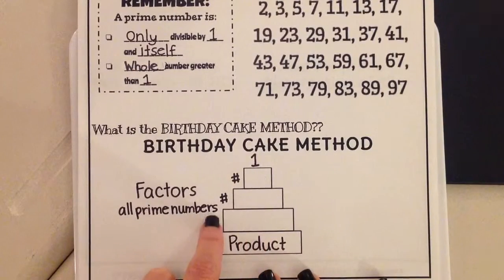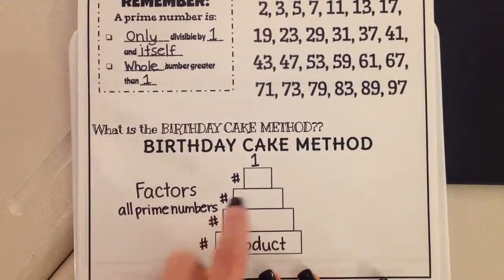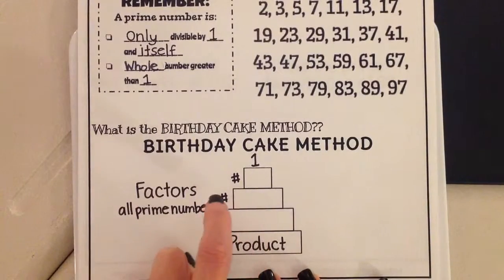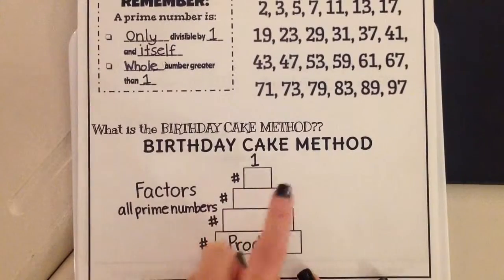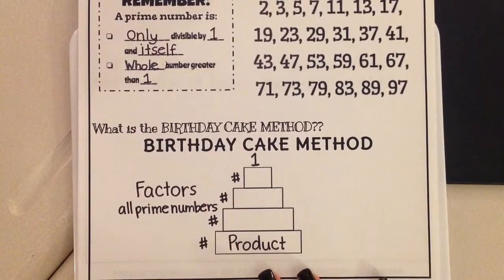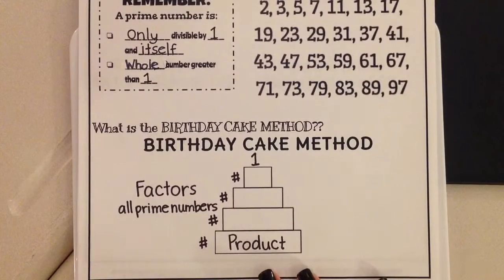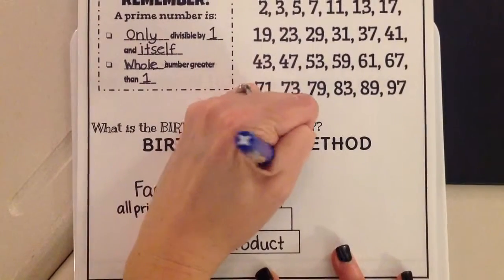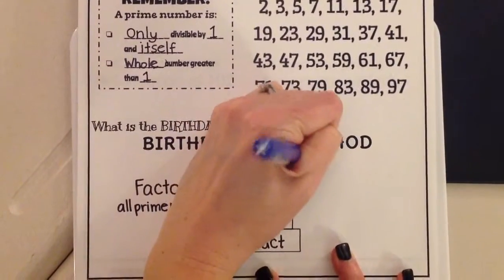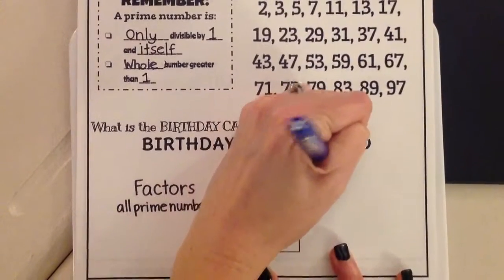And then we're going to find a prime factor of this number here, and that's going to get us a new number. And then we're going to find the prime number here, and it's going to make a new number. We're going to repeat that process over and over, creating these layers of cake until we are left with a product of 1 here. So that 1 is where we stop. Once we get a 1, we know to stop finding factors.